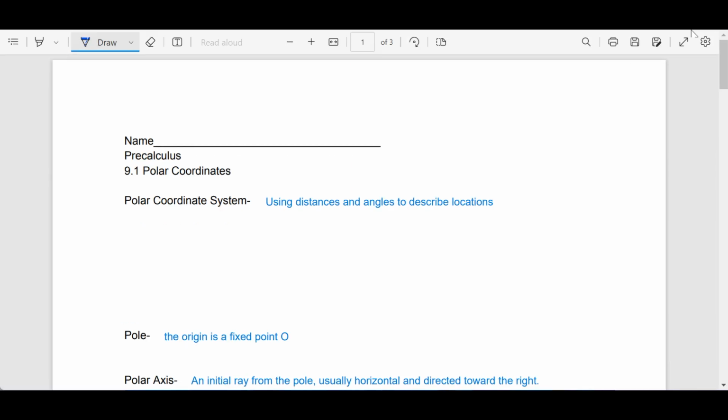Hello, welcome. Chapter 9. We got polar coordinates today. And in a very basic definition I wrote here, it's just using distances and angles to describe locations. Angles will be in both radians and degrees, and then, of course, distance will be distance. Here's what it would look like.